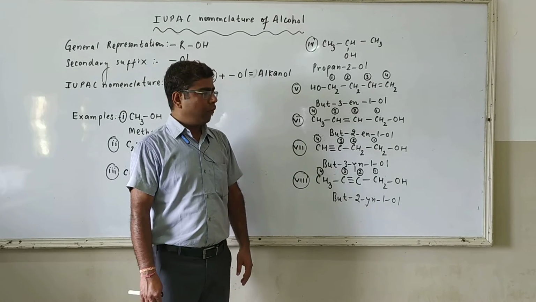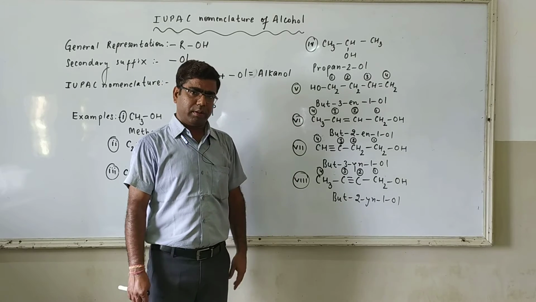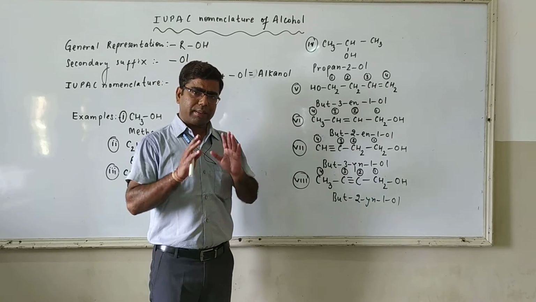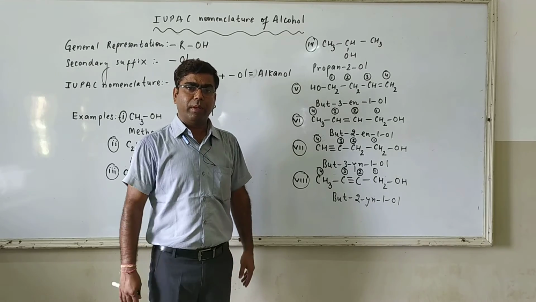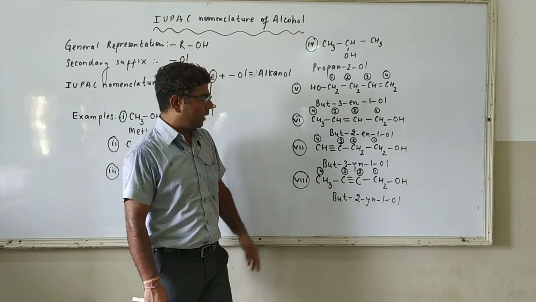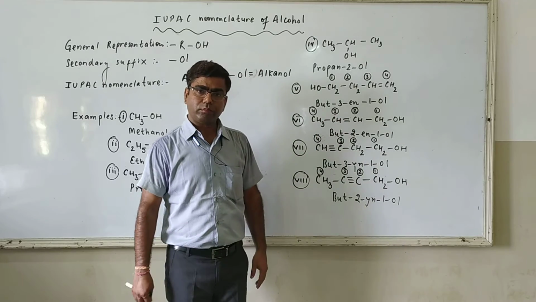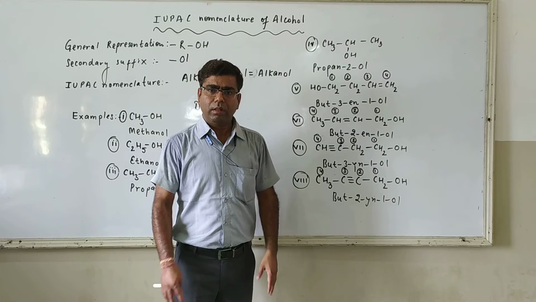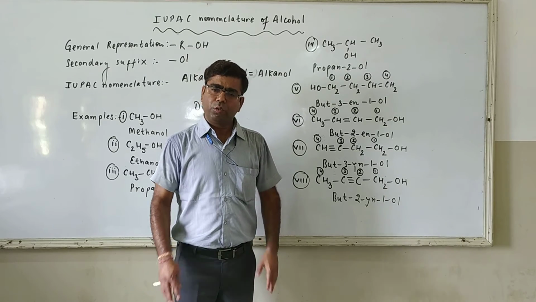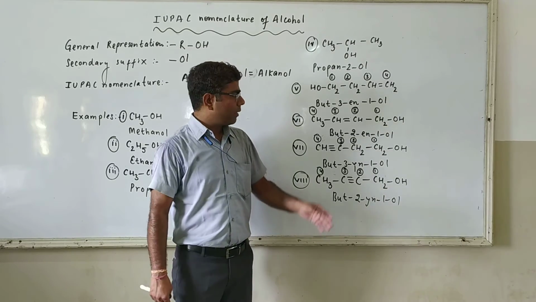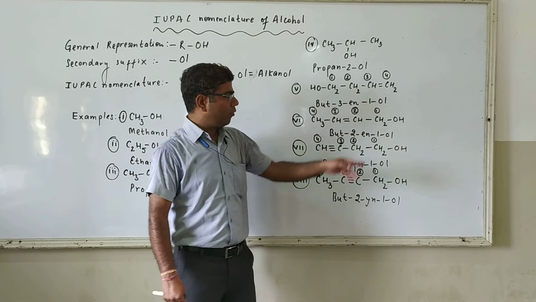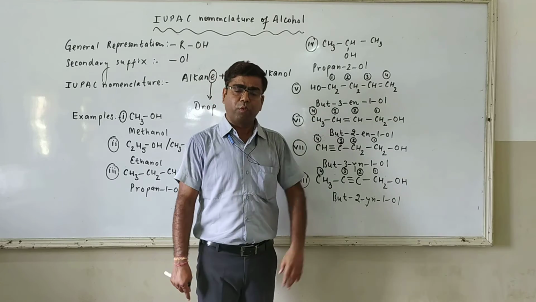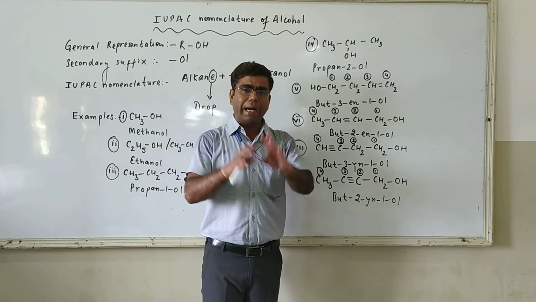Now compound number 6. What we are doing? We are changing the position of the double bond. We are not making any change in the position of the OH group. We are simply making a change in the position of the double bond. Now the double bond is located between these 2 carbon atoms. As a rule, we have to assign the least number to the OH group. So we will start our counting from the right hand side. It will be carbon number 1, carbon number 2, carbon number 3, carbon number 4.